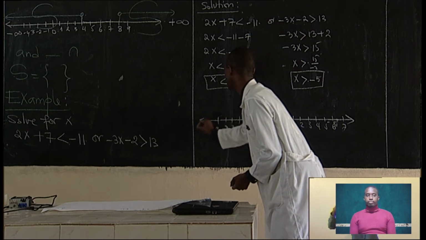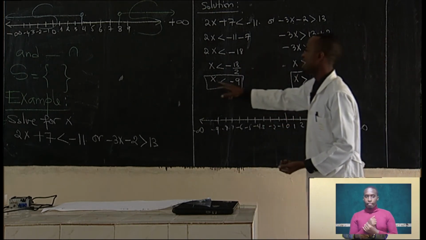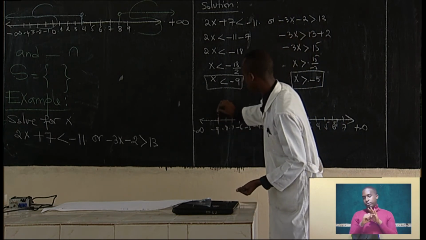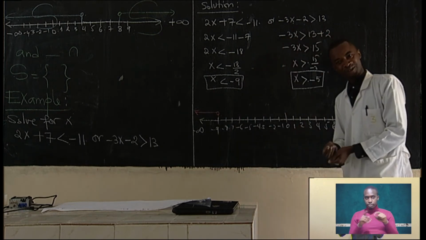We continue. This is negative infinity. This is positive infinity. We have the x. They are less than this. Now we have this. It's going the other way. That's where we have a solution. Okay?